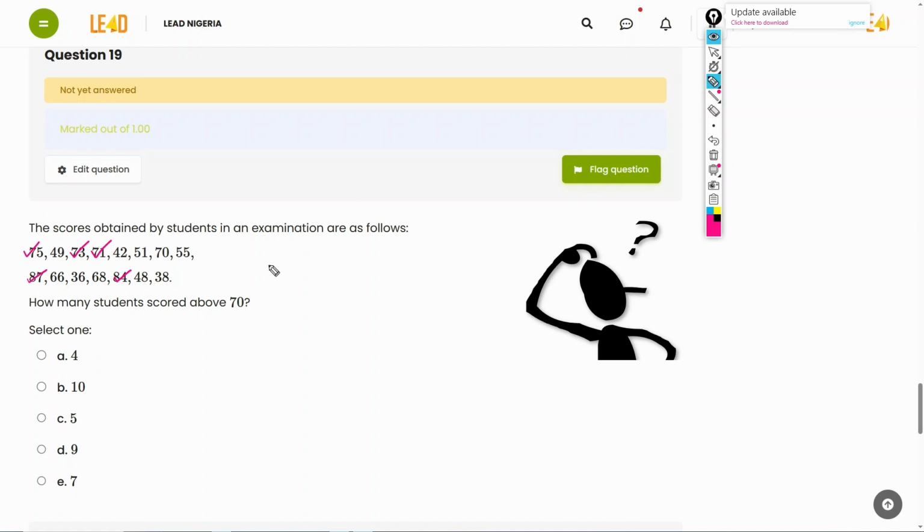Okay. Someone is probably wondering why I didn't count this, because the question says above 70, not 70 and above. So if it's above 70 and you score 70, you are not above 70. Right? So the answer is just 5.